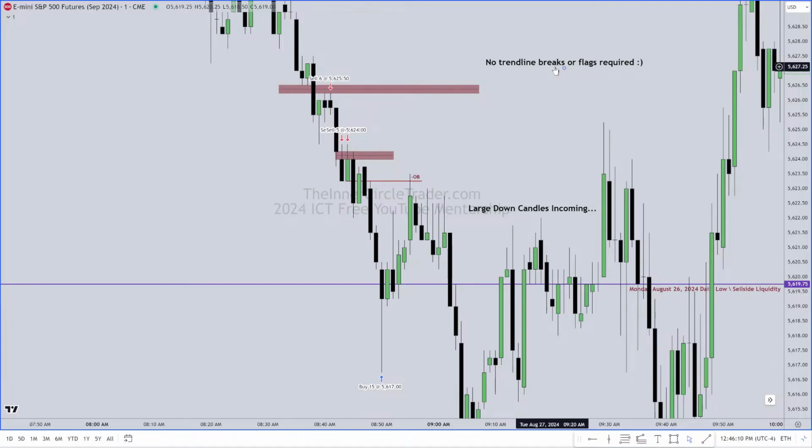I fade them. And you look at the executions, I'm actually getting in at the levels that I teach that are absolutely not bear flags. And I don't use trendline breakouts. But it's fun. I love the banter back and forth.